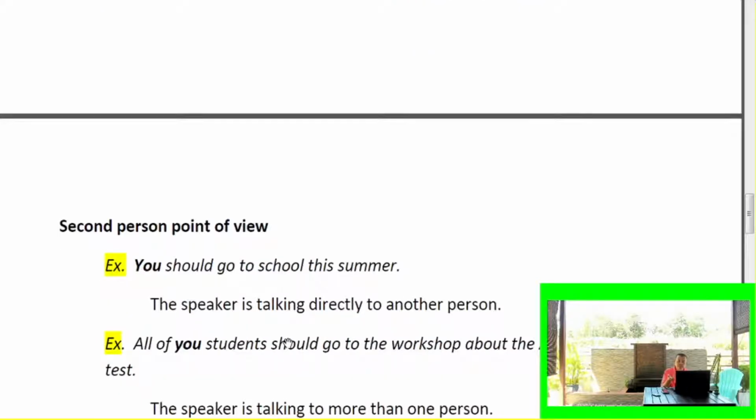Second person point of view. You should go to the school this summer. Okay, so this speaker is talking directly to another person, a second person. Example number 2: all of you students should go to the workshop about the acupuncture test. So the speaker is talking to more than one person.